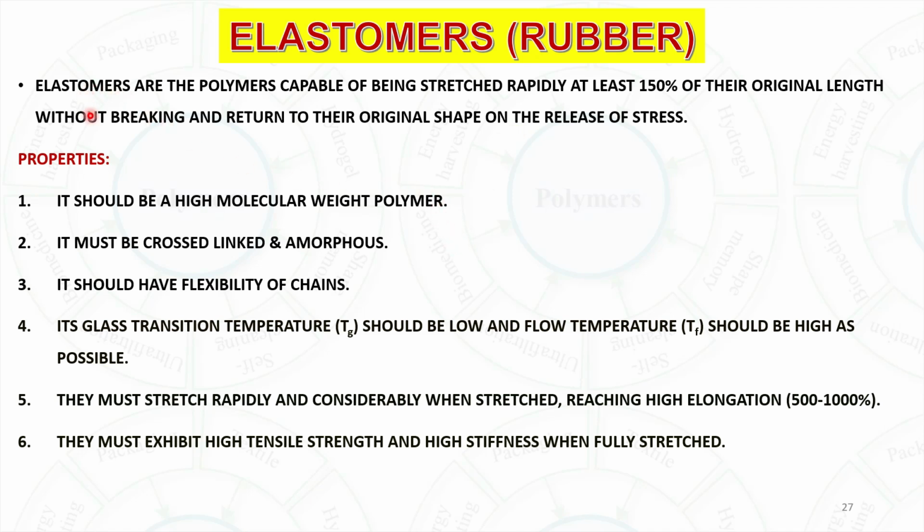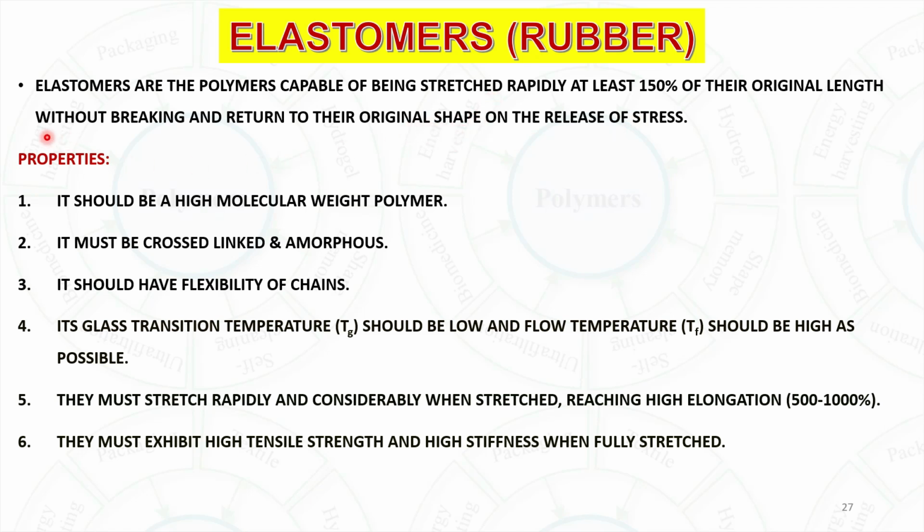So by definition, what are the elastomers? Elastomers are the polymers capable of being stretched rapidly to at least 150% of their original length without breaking and return to their original shape on the release of this stretch. This is the property. So those substances which have this property of stretching to about 150% of their original length. See, the properties are like that, very high tensile strength they are having, right? So due to this reason, when you release this stretch, these elastomers regain their shape, whatever I have written here.